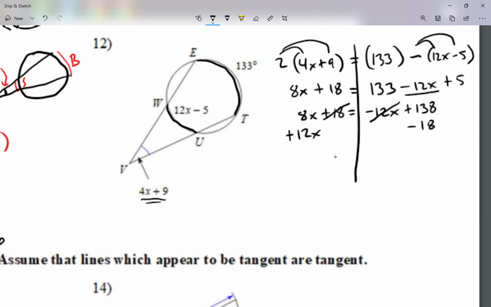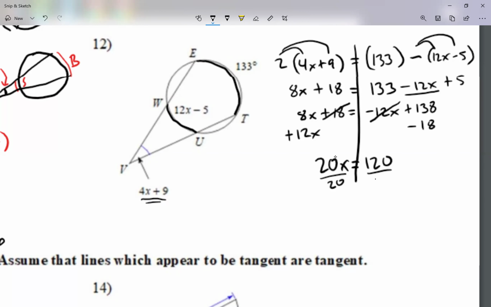I'm just going to combine like terms. On the left side, notice when it comes to x's, I have 8 plus 12. So I'm going to call that 20x. On the right side, I have 138 minus 18. So I'm going to call that 120. Let me finish this thing off by dividing by the number in front of x. So let me divide both sides by 20. So this is 1x. 120 divided by 20 is 6.